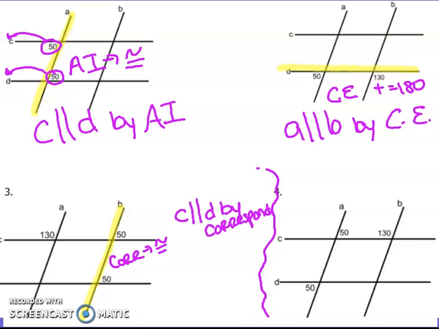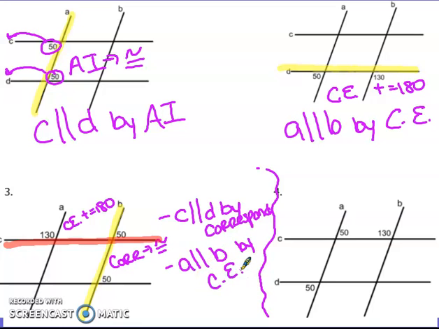Now, we do have a second transversal. So if I look at my second transversal, line C, we notice we have 50 and 130. Now, again, just like problem 2, 50 plus 130 is 180, and these are consecutive exterior, which we know adds to 180. They're on the same side of the transversal, so they are the consecutive, and they're exterior. So not only do we have C parallel to D by corresponding, we also have A is parallel to B by consecutive exterior angles.